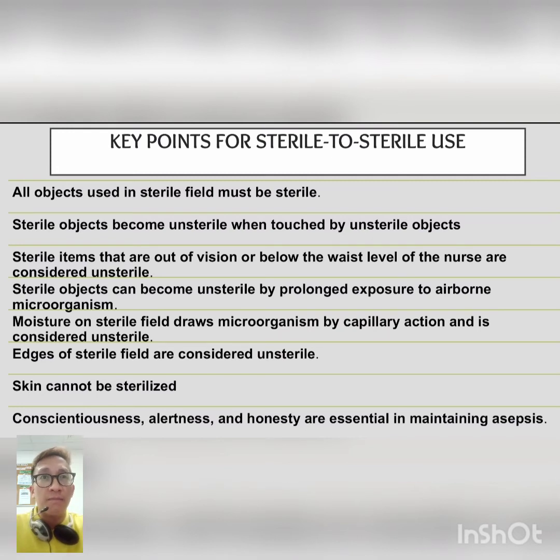Then sterile objects can become unsterile by prolonged exposure to airborne microorganisms. So, for example, if you're going to perform a procedure, you need to open your sterile packs as close as possible to the time that you're going to start the procedure. Moisture on a sterile field draws microorganisms by capillary action and is considered unsterile. Edges of your sterile field are considered unsterile. Skin cannot be sterilized, of course. And conscientiousness, alertness, and honesty are essential in maintaining asepsis.